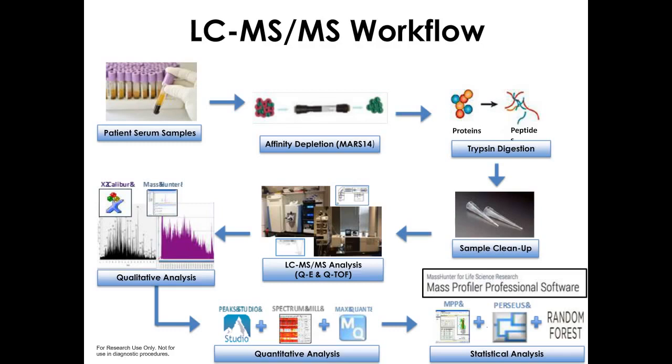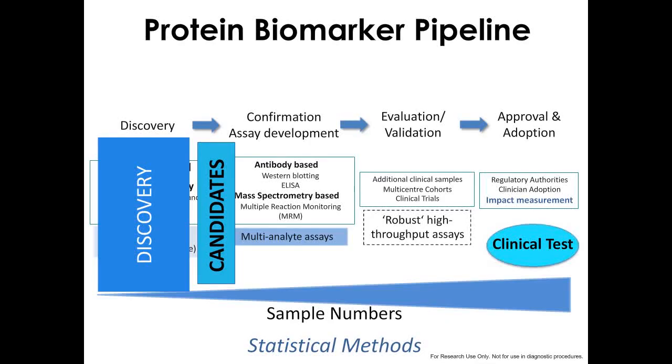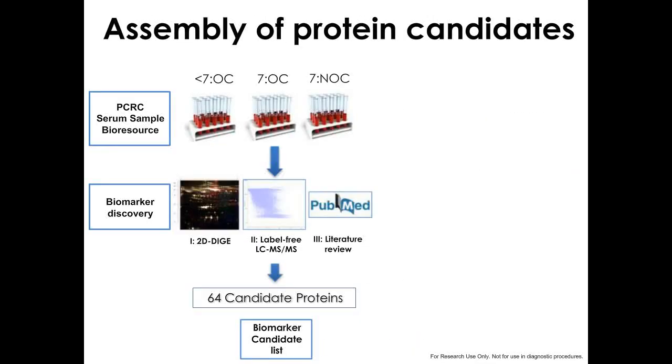And through this process, we identified a series of candidates. And these candidates were also then supplemented with discovery experiments that we did by gels and by reviewing the literature. So that ultimately we ended up with 64 candidate proteins. So these are proteins that may discriminate between organ-confined and non-organ-confined disease.